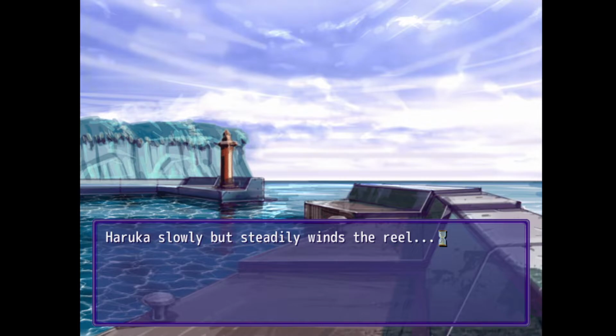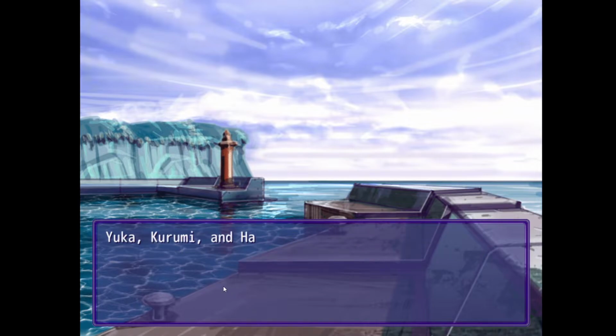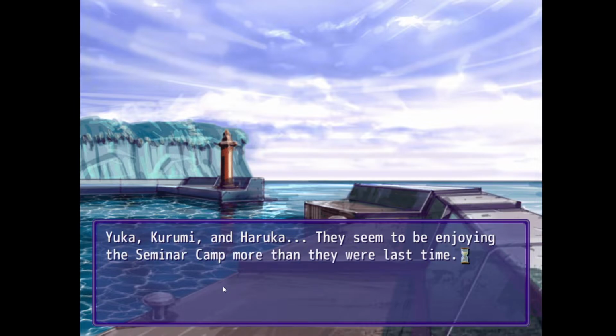Haruka slowly but steadily winds the reel. Her cheeks bathed in the setting sun glitter radiantly, and an innocent smile rises on her face. Oh, I forgot I'm in the middle of this Haruka scene. Oh dear. I'm at the boring part. This is probably why I quit recording right here.